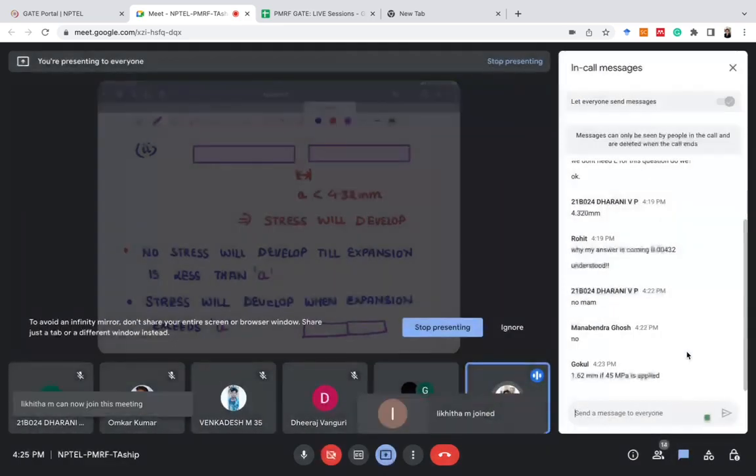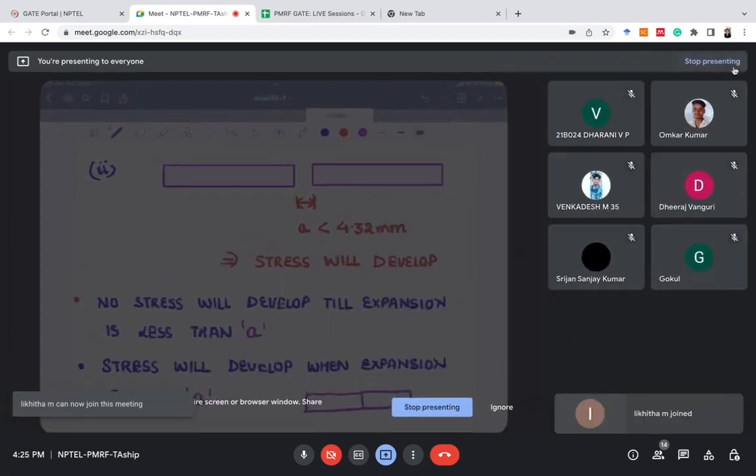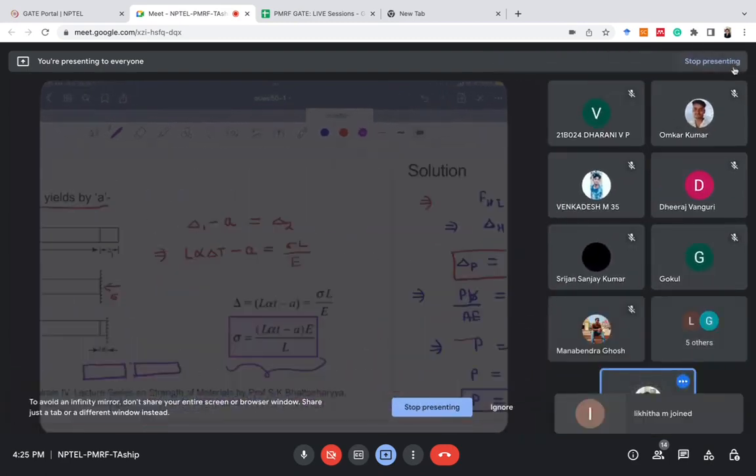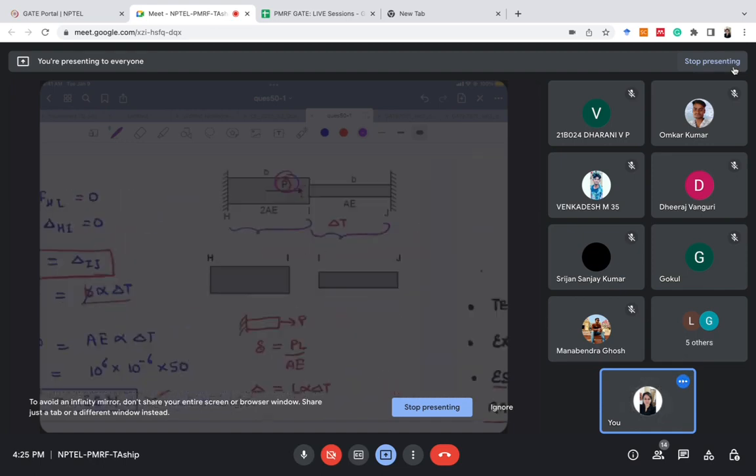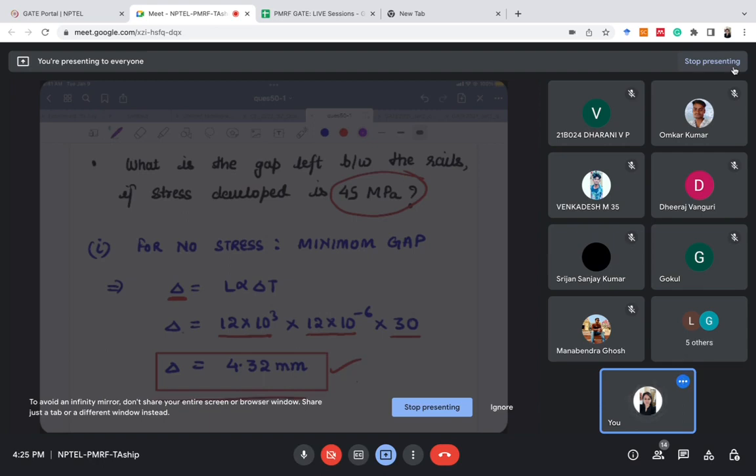I hope after using the yielding of support formula anyone could solve it. I'm giving you the formula: L alpha delta t minus a, where a is the gap up till which no stress will generate. So the stress is (L alpha delta t minus a) E by L. Simply this formula we have to use to find the value of gap a, because till the time there is a gap, no stress will generate, so it is a kind of yielding of supports problem.